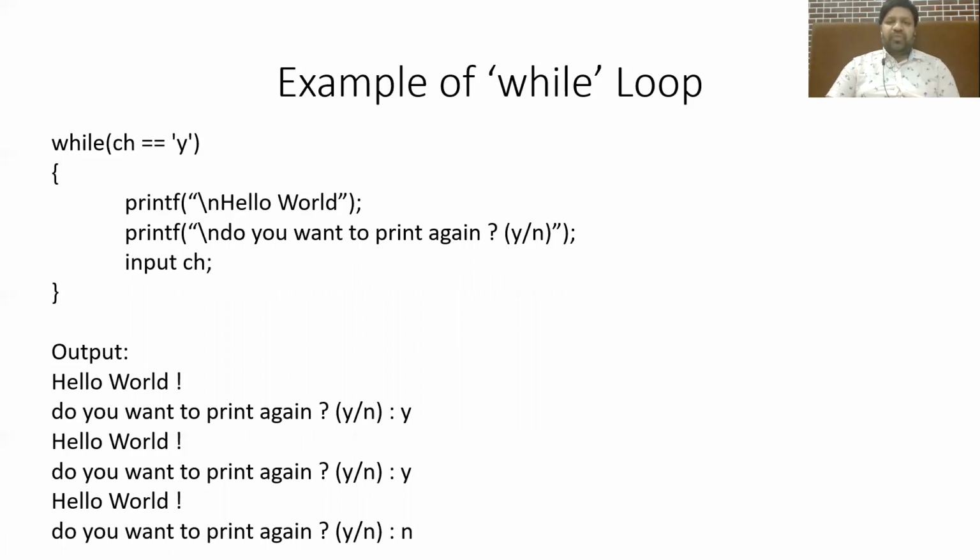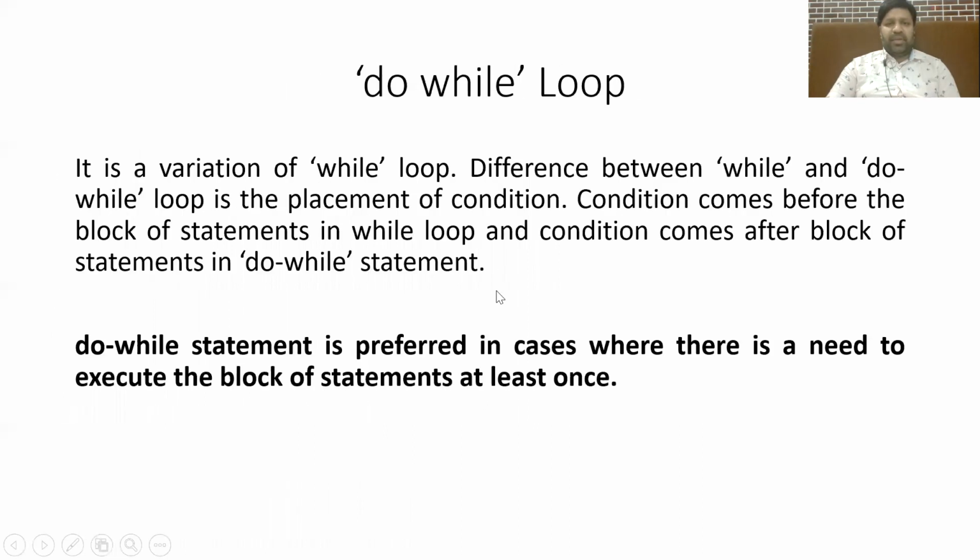Now, how many times will this loop iterate? It will depend upon the input given by the user. For every y given by the user as input, the loop will continue. Anytime the user enters a non-y value, the loop will terminate. As you can see in the output example, the user enters y twice. So the first time the output is there, the user enters y, second time, and then third time. And after the third time the hello world is printed, the user enters n. Once the user enters n, the loop is terminated.